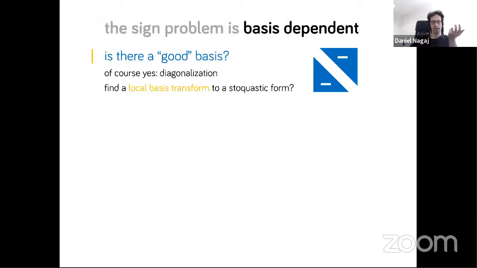So the sign problem is basis dependent. When you have a Hamiltonian, I can transform my basis, and maybe the sign problem can go away. Is there always a good basis where the off-diagonal elements are non-positive? Definitely, because when you diagonalize a Hamiltonian, it's just diagonal. It doesn't have any bad off-diagonal elements. However, diagonalization generally is a non-local operation. So we would want to find a local basis transform to get it into a stochastic one.